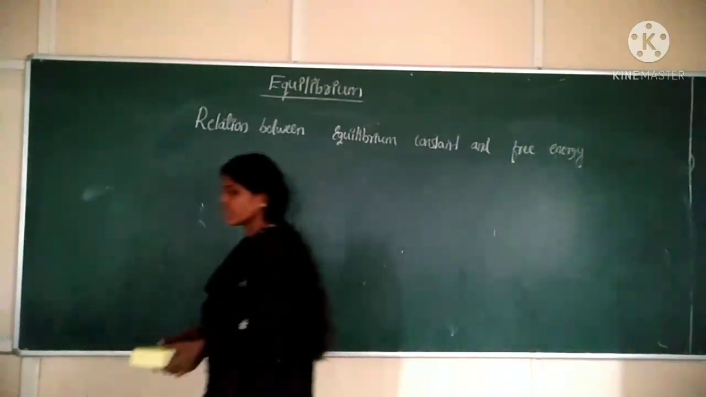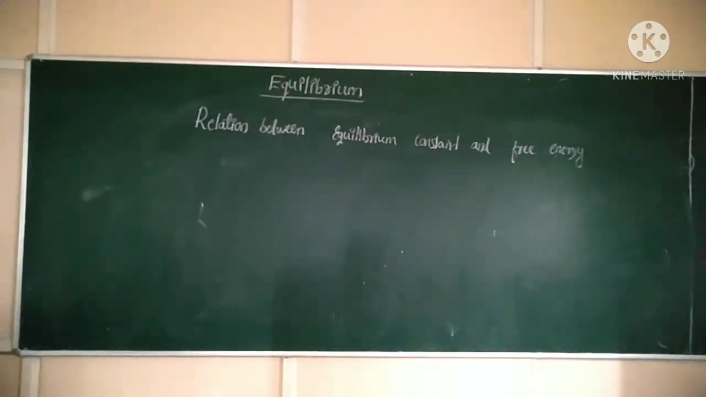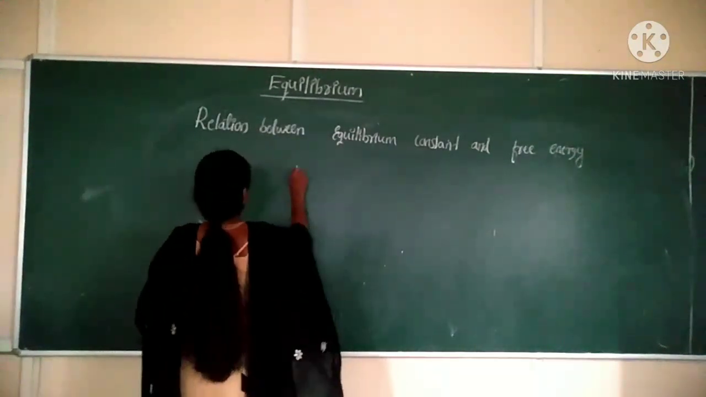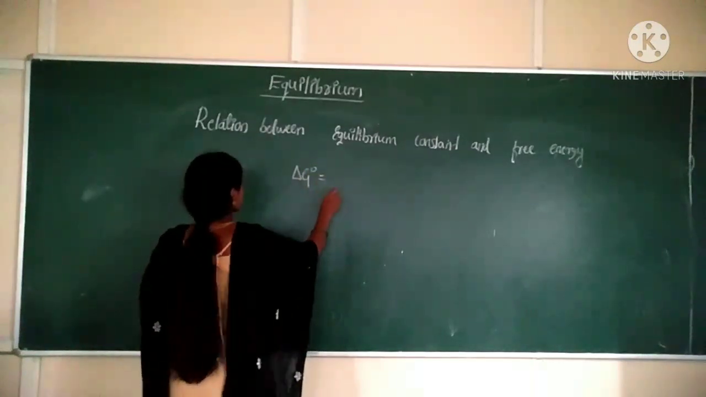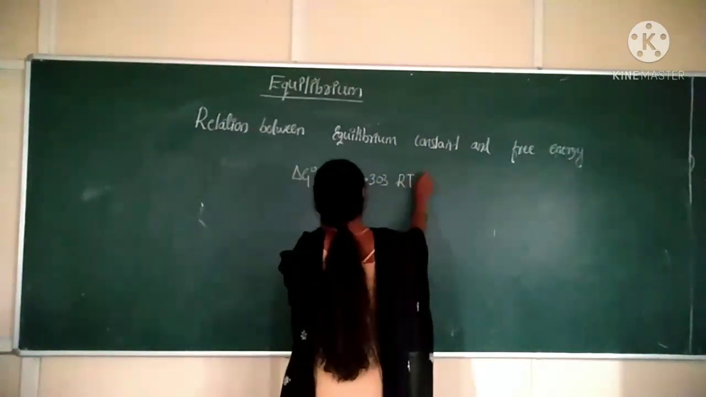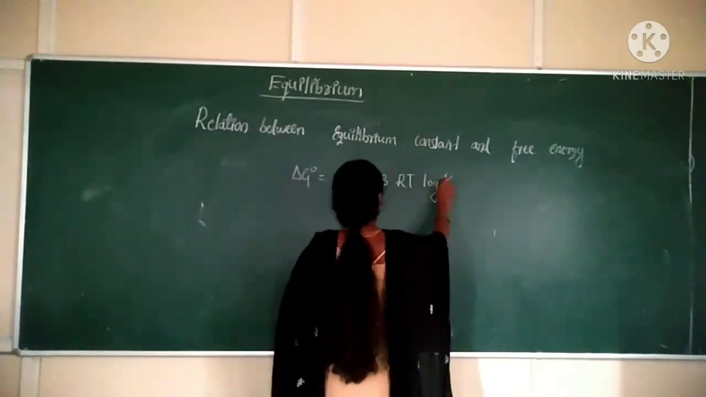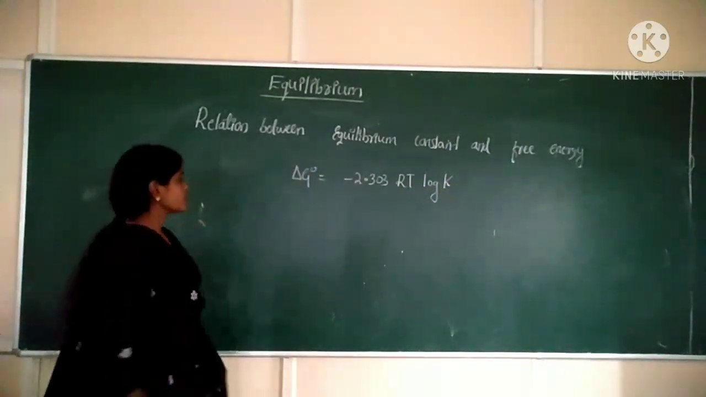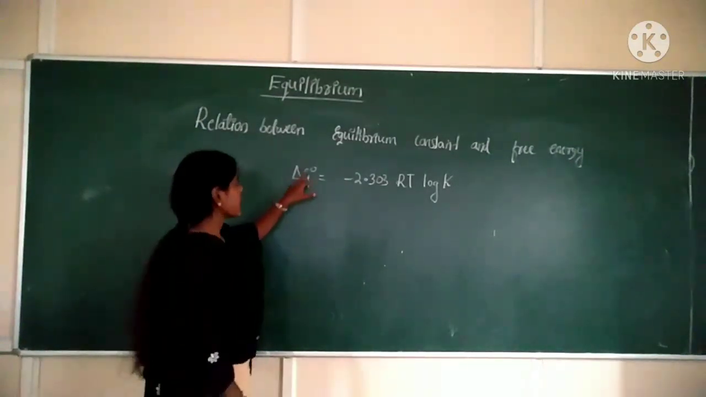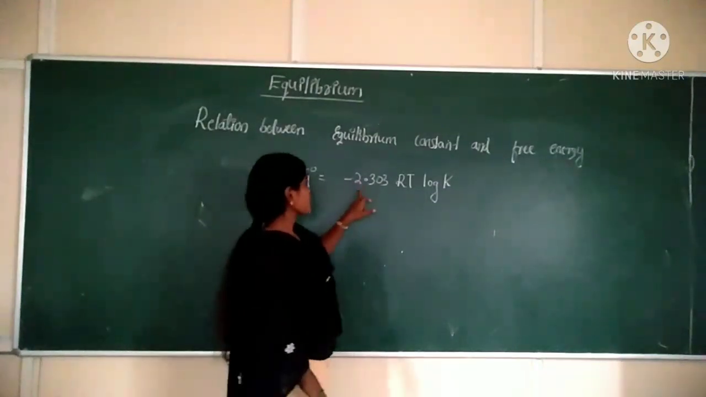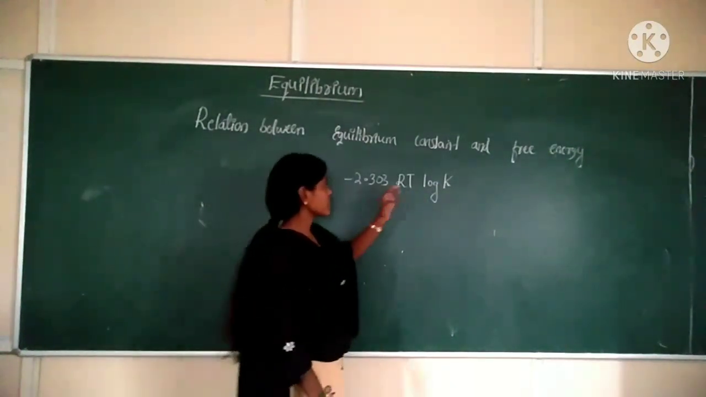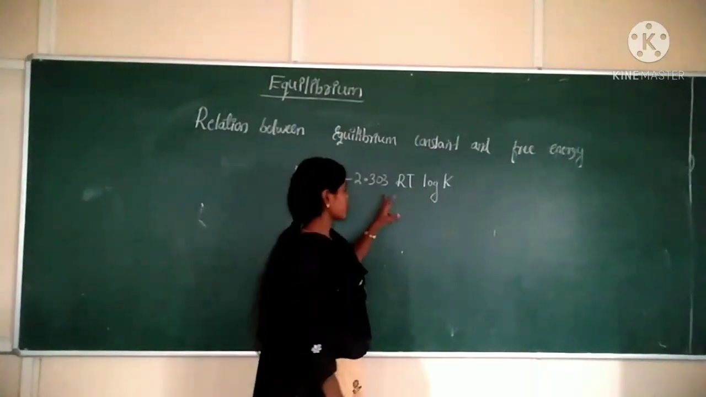Okay. So the relation between equilibrium constant and free energy is, we can write delta G naught equal to minus 2.303 RT log K. So this is the relation that gives the standard free energy. When you replace ln by log, you will get the 2.303 value, a constant value.